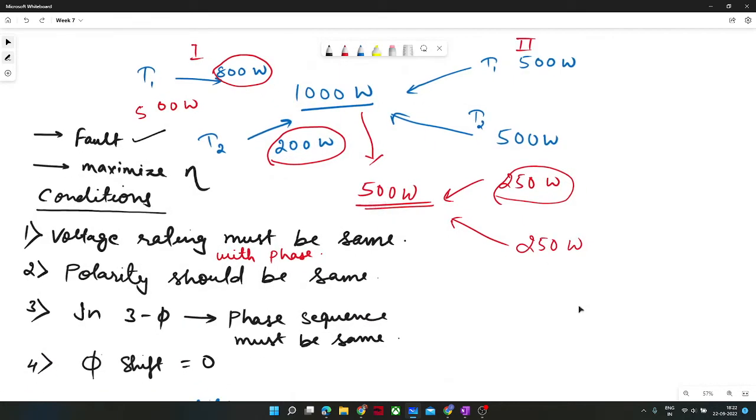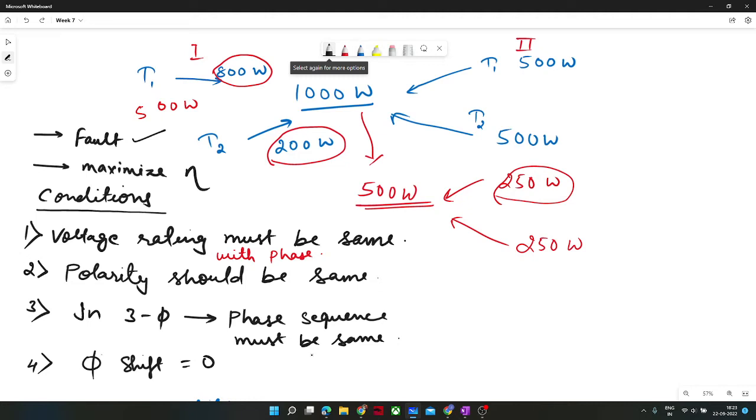Means case one is more efficient. No, no, no, not. Earlier case 2 was more efficient. You were correct, but the region was wrong. Later, if we reduce the power level, then we should operate one. If one transformer is able to cater that much load, then we should remove the burden from the second transformer, right? So that was my whole crux.